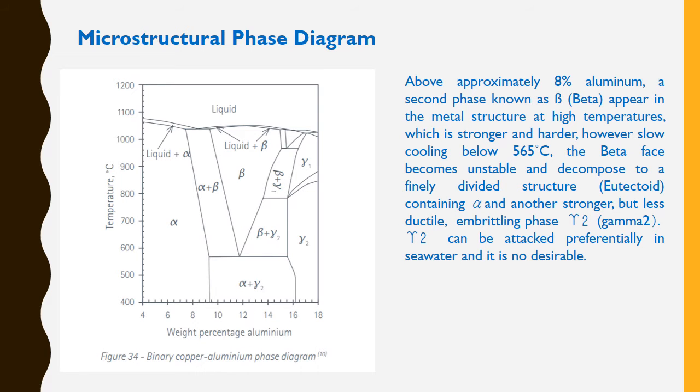Microstructural phase diagram. Above approximately 8% aluminum, a second phase known as beta appears in the metal structure at high temperature, which is stronger and harder. However, with slow cooling below 565 degrees Celsius, the beta phase becomes unstable and decomposes to a finely divided eutectoid structure containing alpha and another stronger but less ductile, embrittling phase, gamma 2. Gamma 2 can be attacked preferentially in seawater and is not desirable.